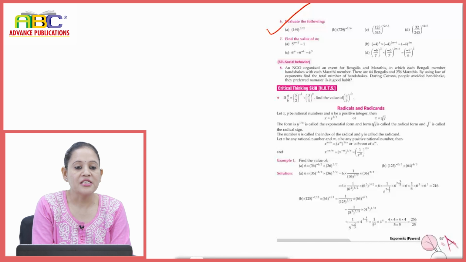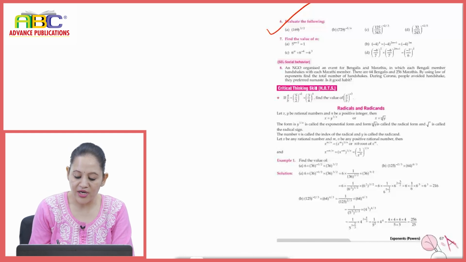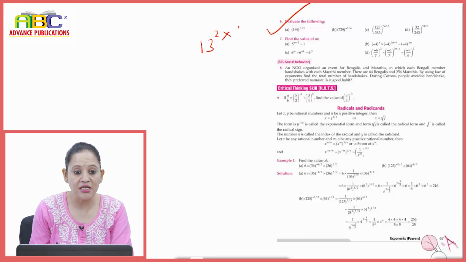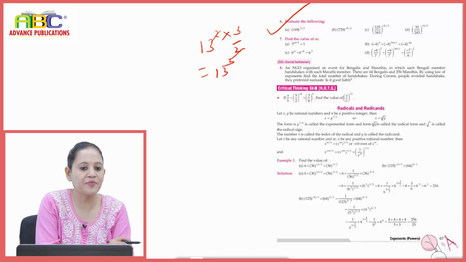169 to the power 3 by 2. We can write 169 as 13 to the power 2, and its power becomes 3/2. The 2 cancels with 2, giving 13 to the power 3. That will be the answer.